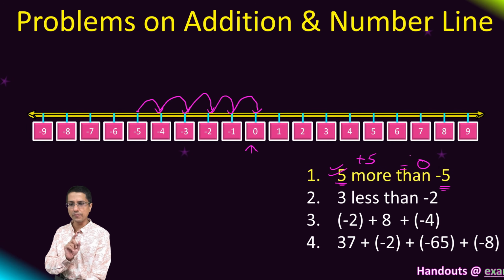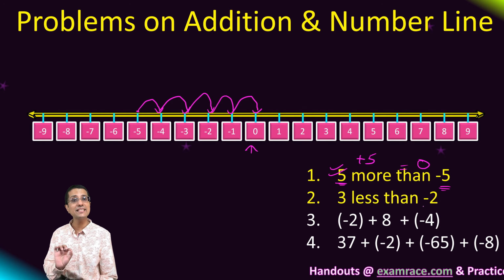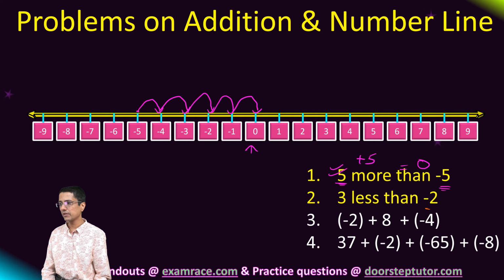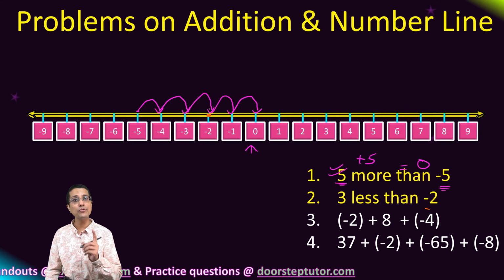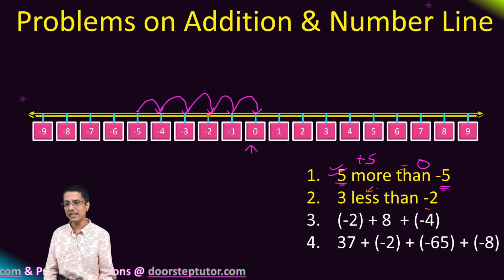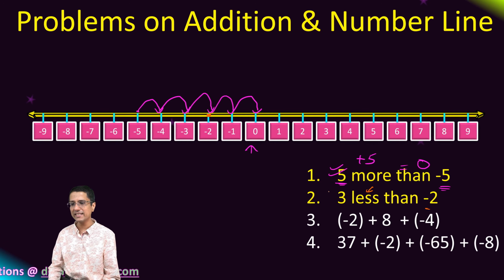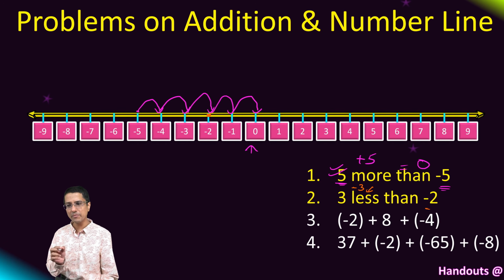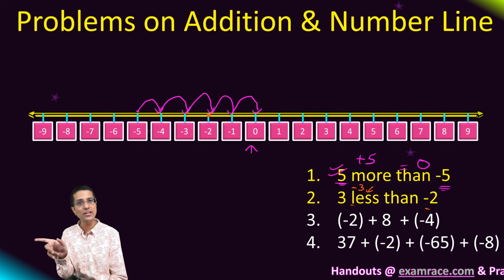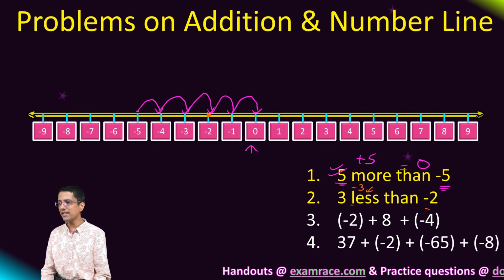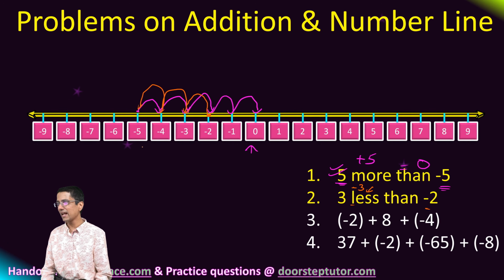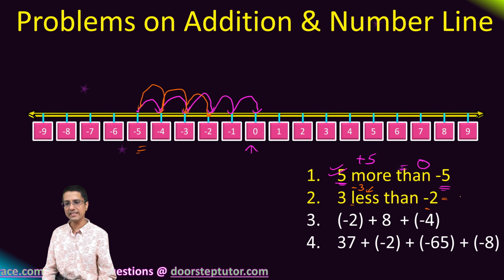In the second problem, we have to do 3 less than minus 2. So now I start with minus 2. My minus 2 is right here, and I have to do 3 less. Less means left, L in both cases. 3 less means minus 3. Or you can simply remember that less has L, and therefore we go left. From minus 2 we go 3 left, 1, 2 and 3, and we come to minus 5. So the answer in this case would be minus 5. The answer in the previous case was 0.